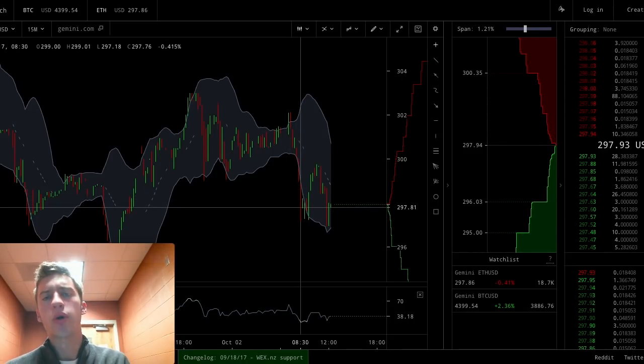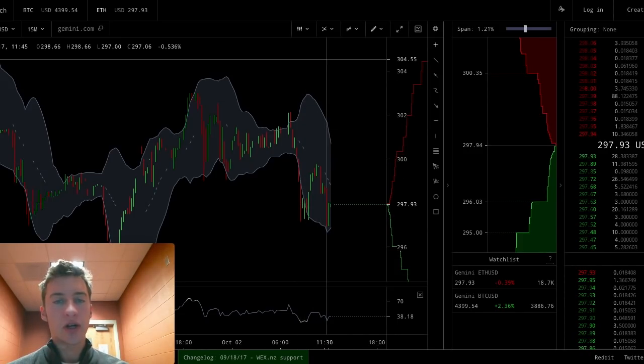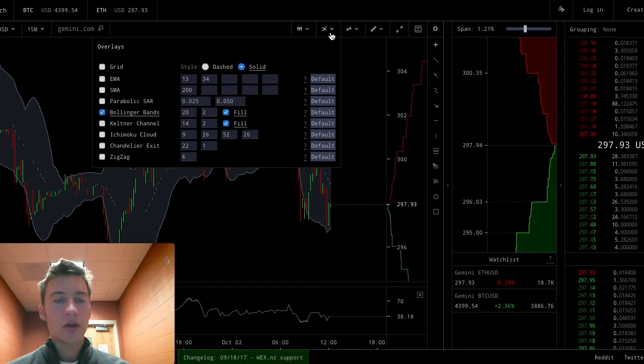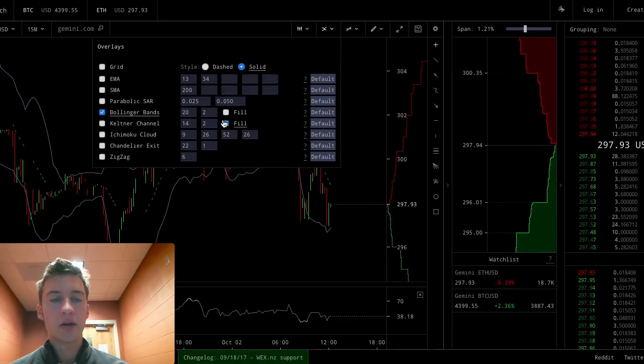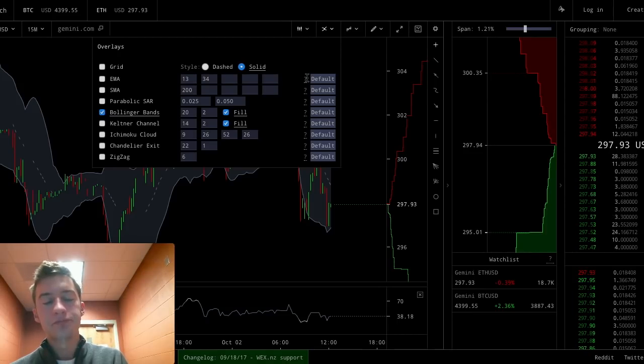Before I go into what exactly the Bollinger Bands or RSI are, first let's talk about the settings that you want to use for this strategy. The first thing you need to see is a Bollinger Band 20, 2, fill. What this means is, this is the moving average for the Bollinger Bands. That's the 20. I like to keep that as is. This is the standard deviation. I like to keep my standard deviation at 2. And fill is just an aesthetic. It doesn't really mean much, but I prefer to keep it filled.